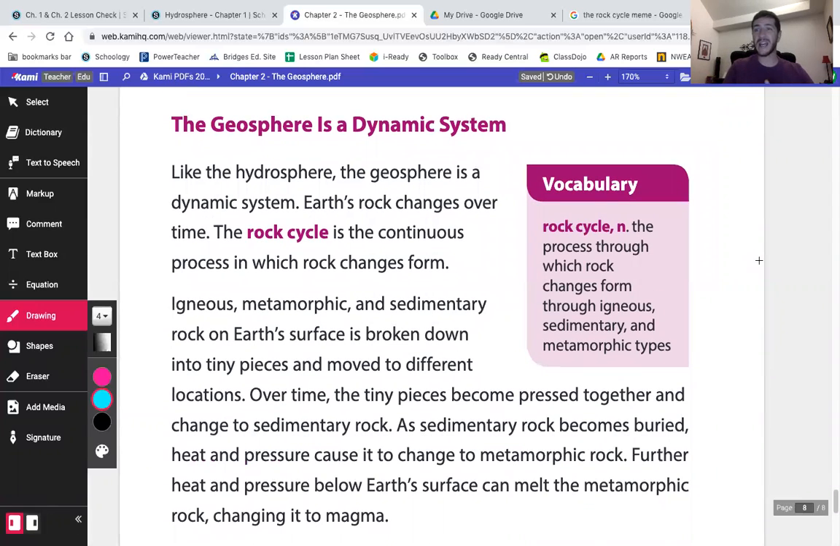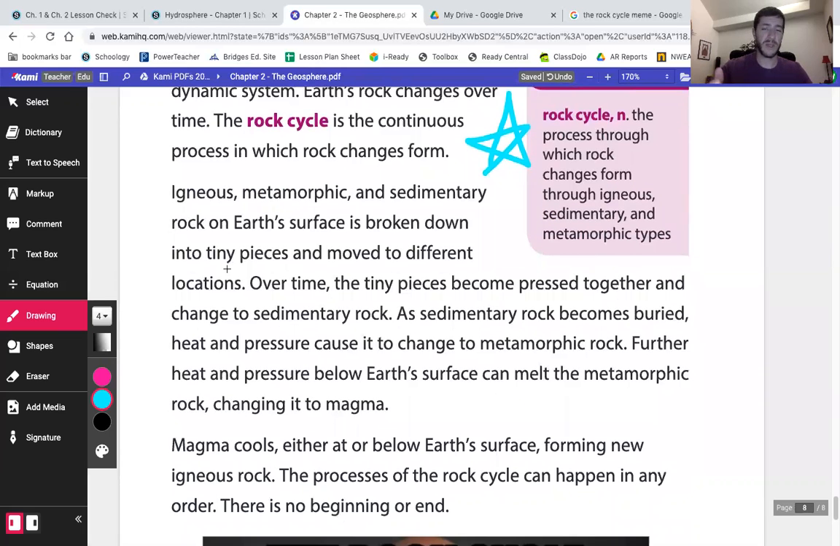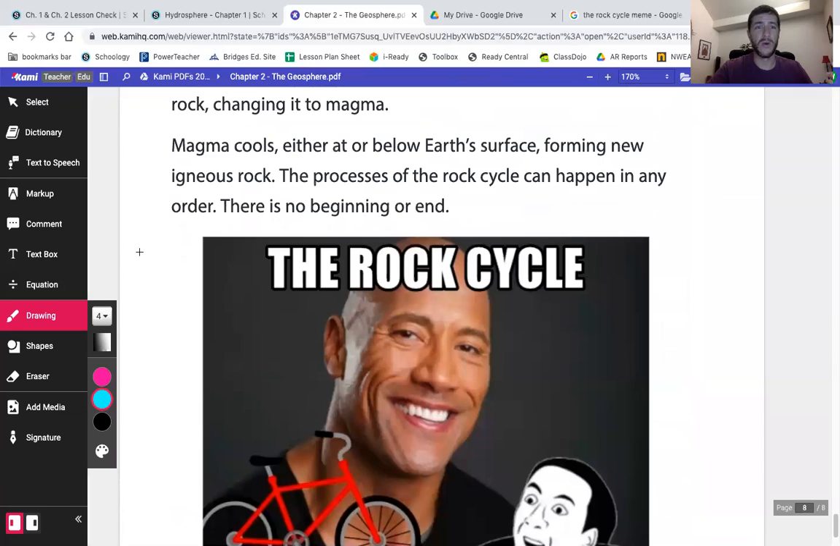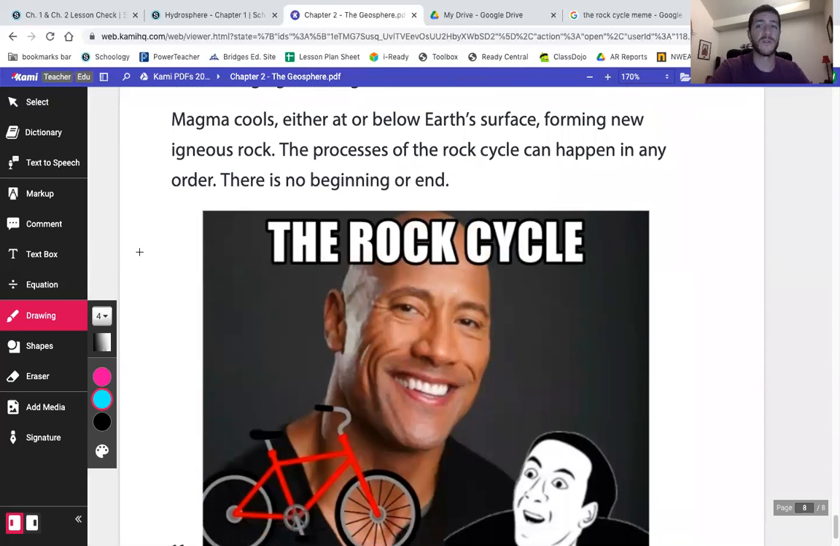Okay, so the last little bit is the rock cycle right here. The rock cycle is a process through which rock changes form through igneous, sedimentary, and metamorphic, because, like we said, it's a dynamic system. It changes over time. Over time, the tiny pieces get pressured, less heat, more heat, magma melts them. So magma cools either at or below Earth's surface, forming new igneous rock. The process of the rock cycle can happen in any order. There is no beginning and end.